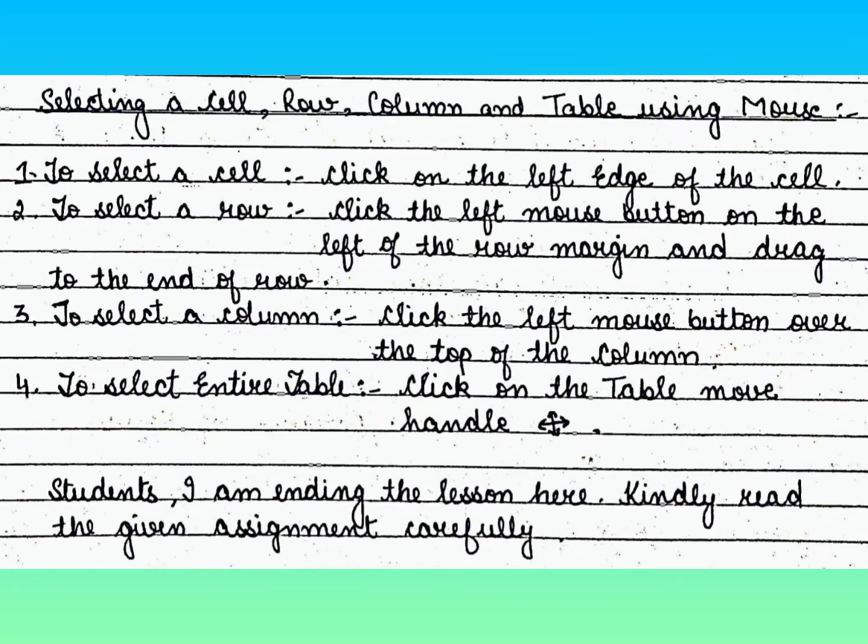Selecting a cell, row, column and table using mouse. Number 1. To select a cell, click on the left edge of the cell. Number 2. To select a row, click the left mouse button on the left of the row margin and drag to the end of row. Number 3. To select a column, click the left mouse button over the top of the column. Number 4. To select entire table, click on the table move handle.